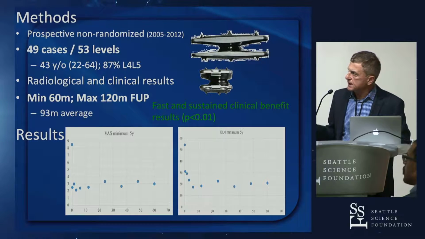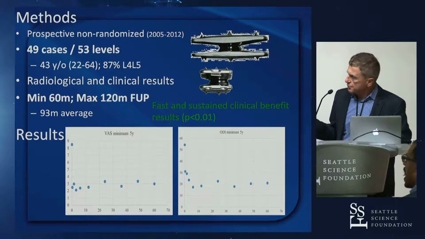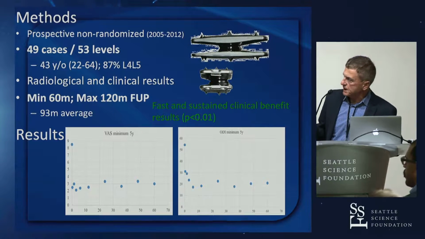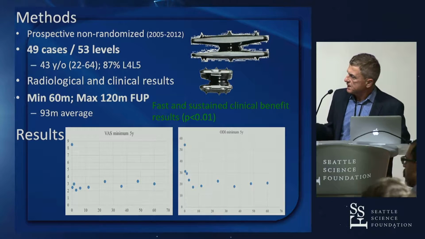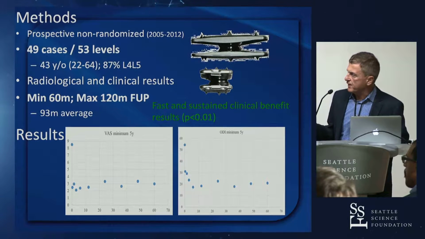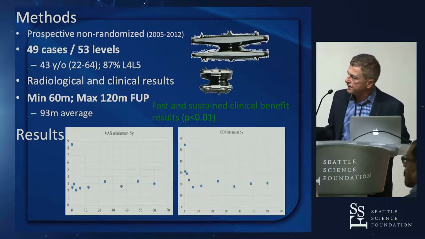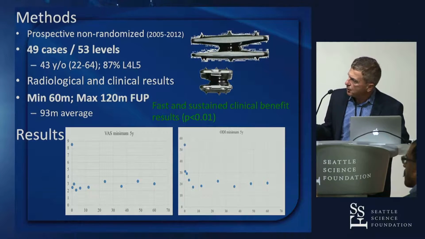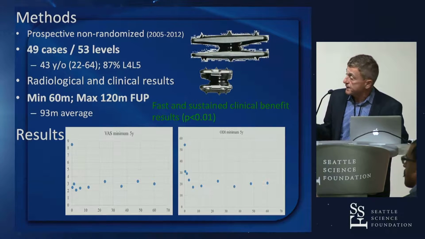Out of the 60 cases, 49 cases made it beyond 5 years. So this series is minimum 60 months, maximum 120-month follow-up, but 49 of the 60 cases made it. They concluded that it provided fast and sustained clinical benefit up to the longest follow-up. The average follow-up was 93 months.